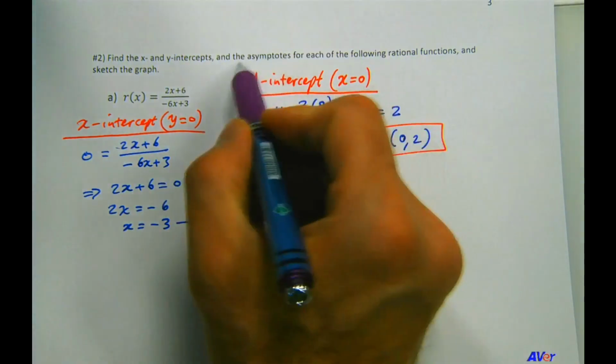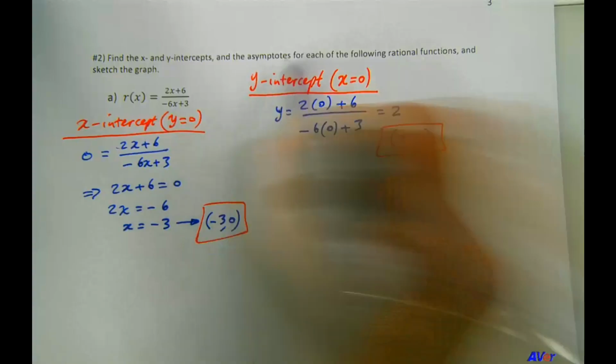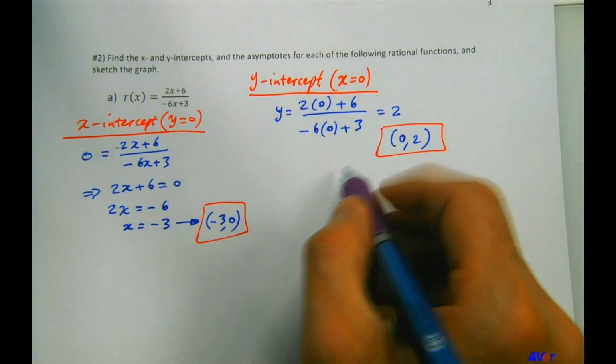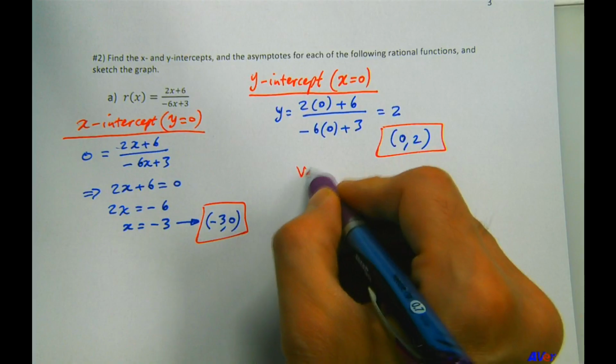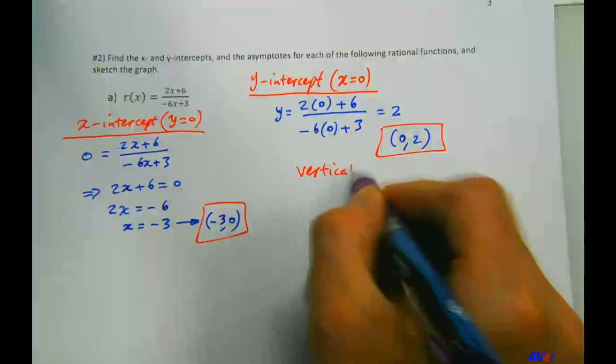Then they're asking us to find the asymptotes. Well, let's find the vertical asymptote first. That's always the easiest. So, vertical asymptote.